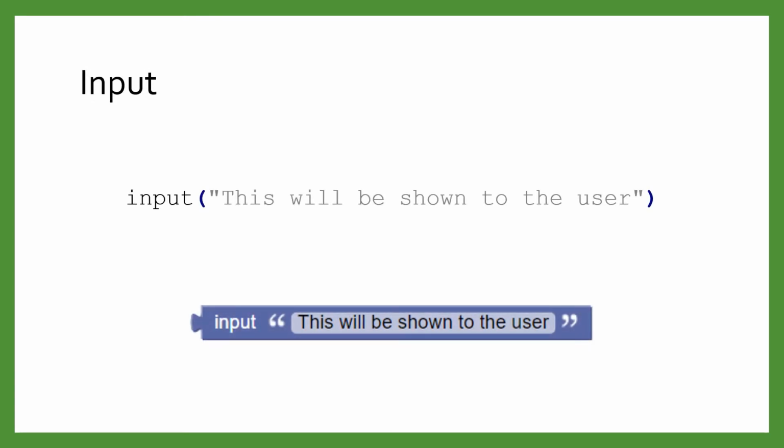The input function lets you get information from users. Notice that there is some text between the parentheses. This is the text that is shown as a prompt to the user. Once the prompt is shown, the user can type their answer and press enter.